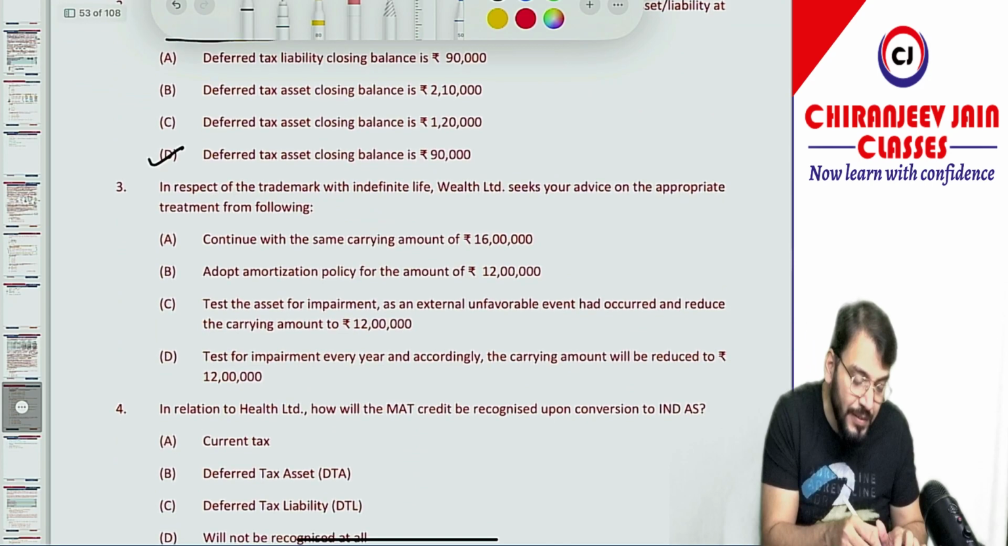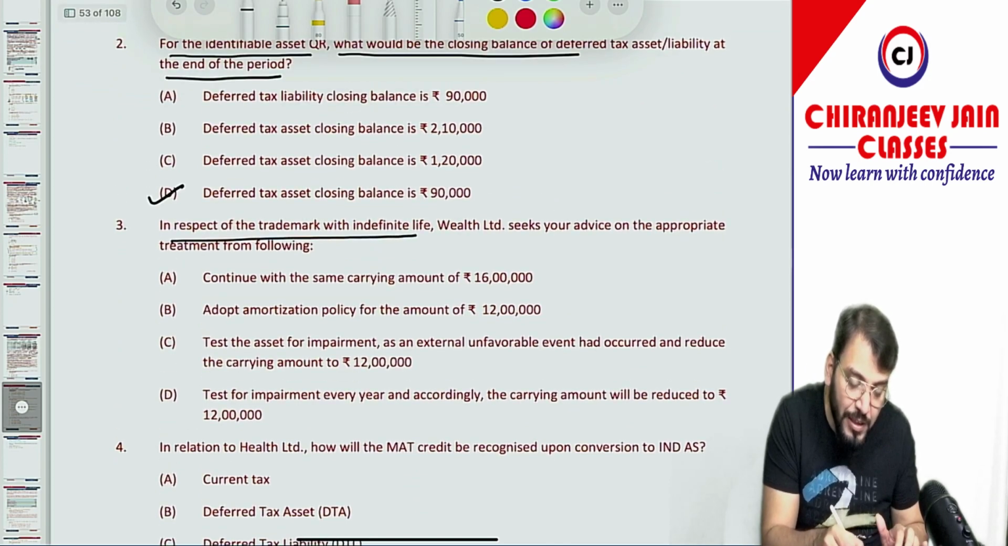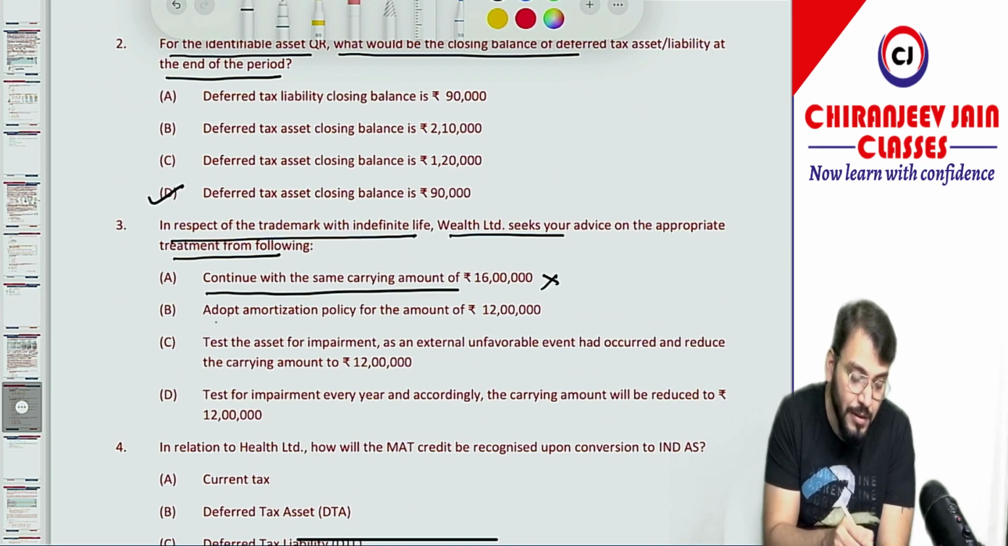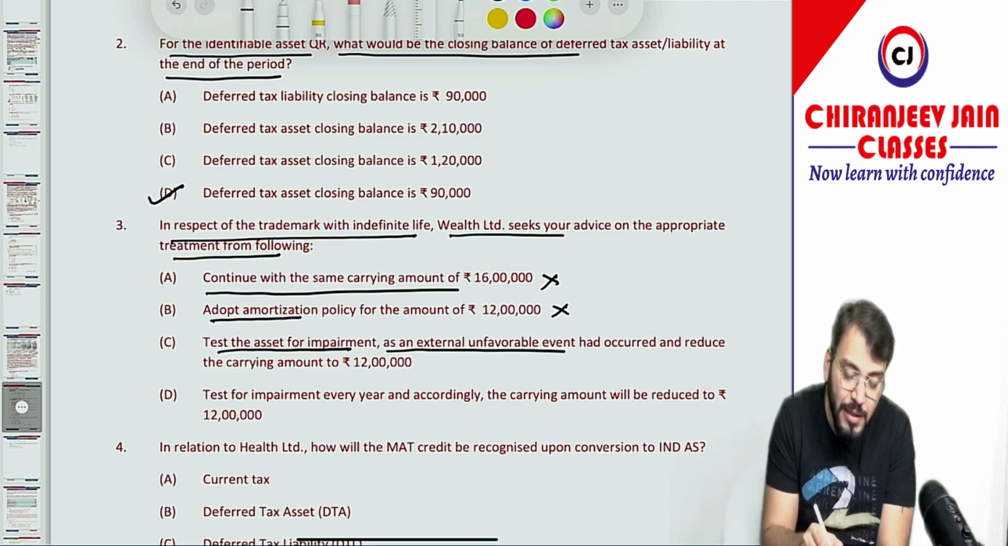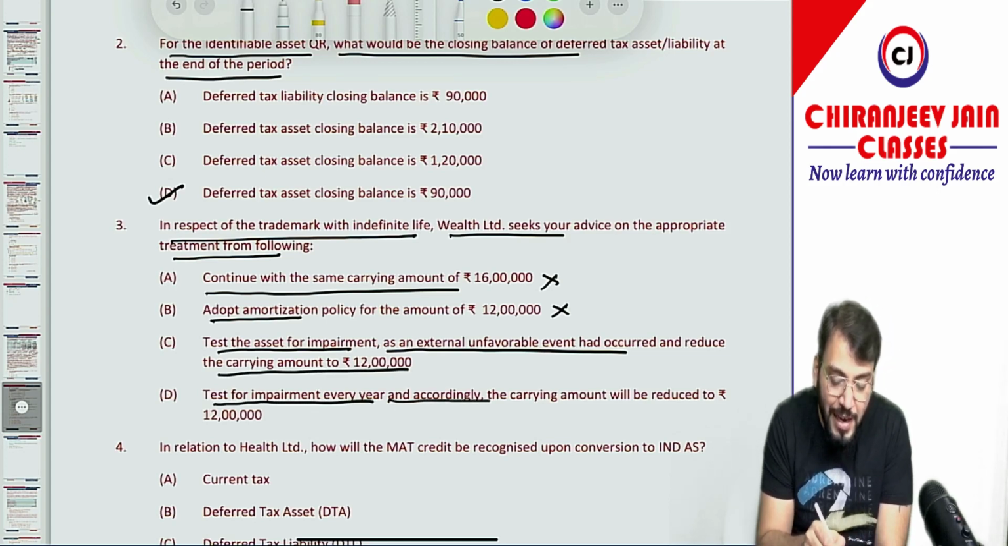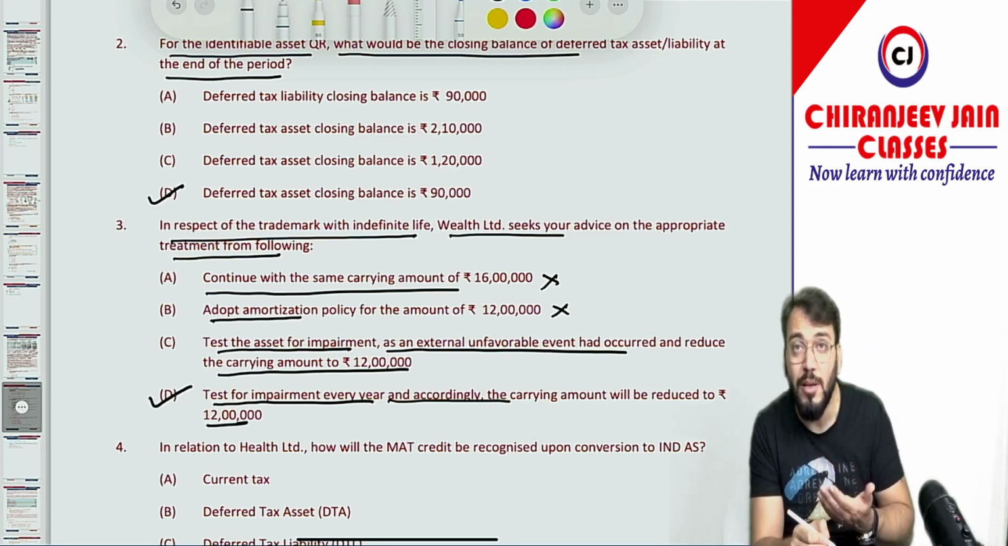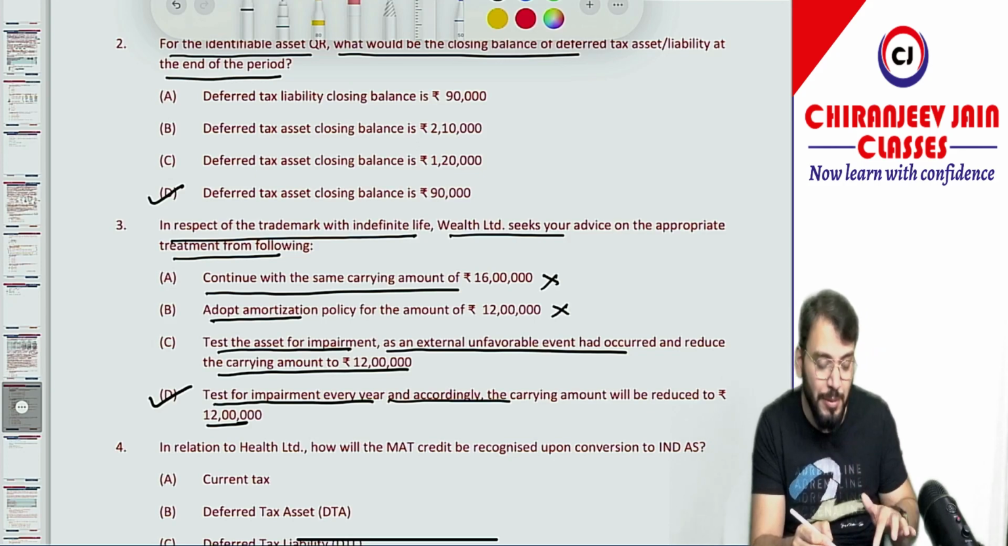Okay. In respect of the trademark with indefinite life, Wealth Limited seeks your advice on appropriate treatment from the following. Continue with the same carrying amount. This is not correct. Adopt amortization. They cannot be amortized. Test the asset for impairment as an external unfavorable event had occurred and reduce the carrying amount to 20 lakh. Test for impairment every year, and accordingly the carrying amount will be reduced to 12 lakh. So option D is correct because they will be tested for impairment on an annual basis irrespective of indicator.